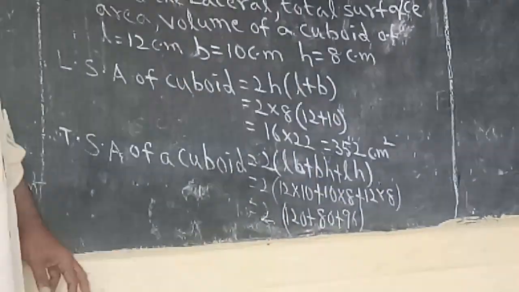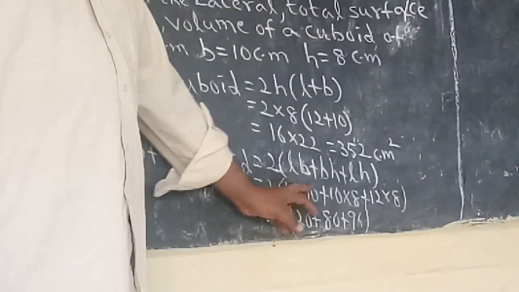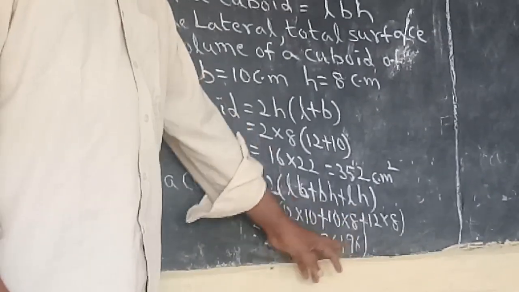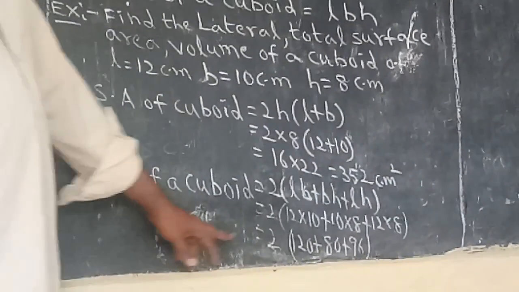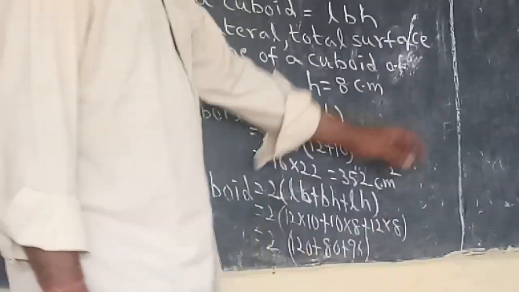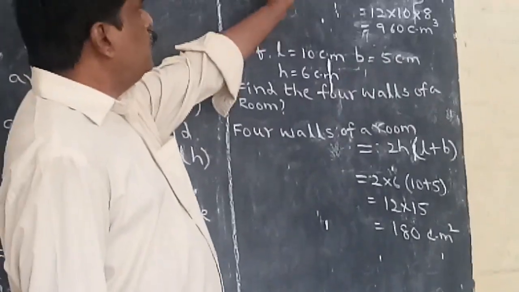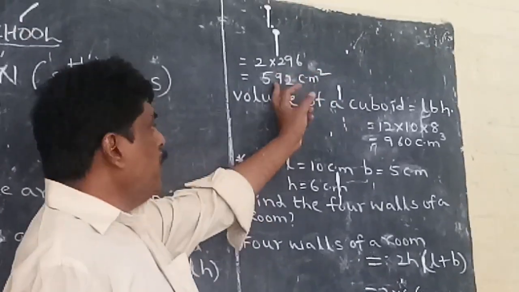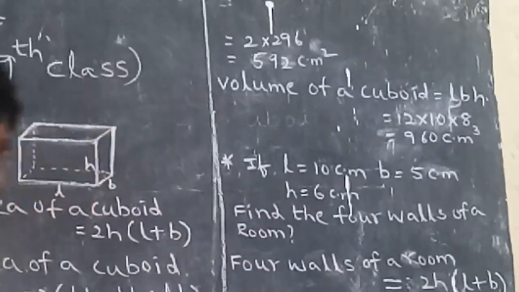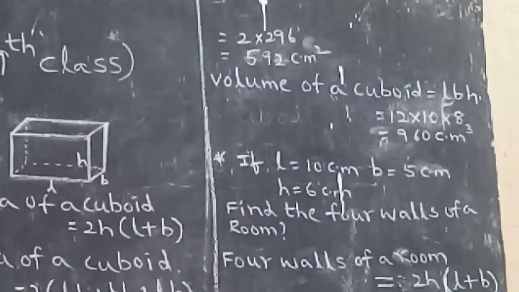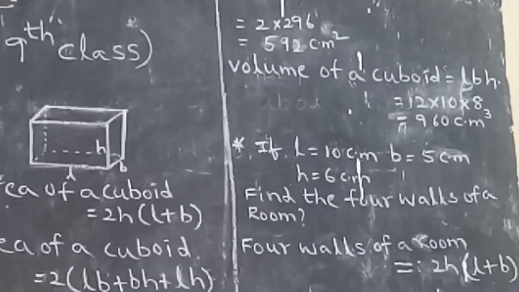We have to put the values: 2 into, 12 tens are 120 plus 10 8s are 80 plus 12 8s are 96. 2 into 120 plus 80 plus 96 is 296. So 2 into 296 is 592 centimeter square. So our total surface area of a cuboid is 592 centimeter square.